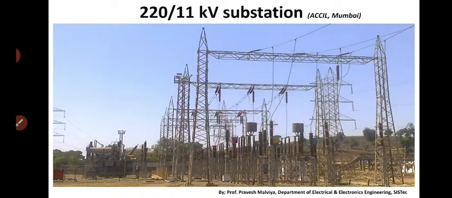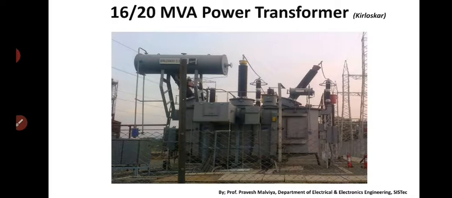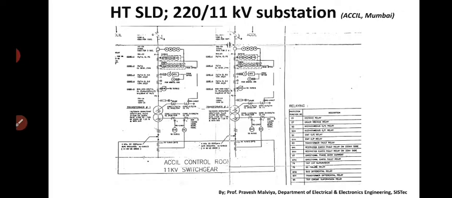Okay, so coming to the substation, this was the transformer, a 16 by 20 MVA power transformer. It was itself a giant transformer, and the cooling method was forced air cooling for this transformer, and it also had various features like OLTC, on load tap changer, etc. Now this is the SLD of the substation.